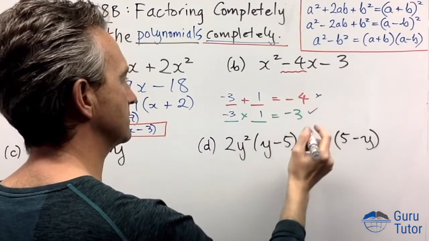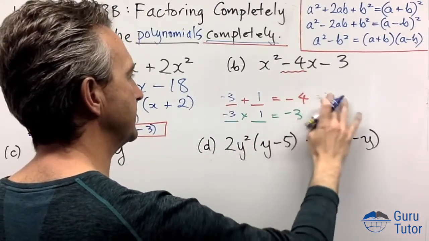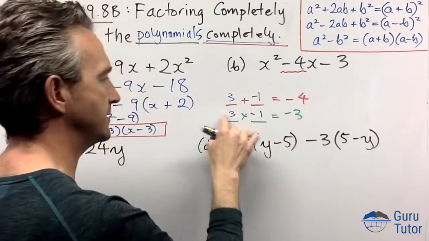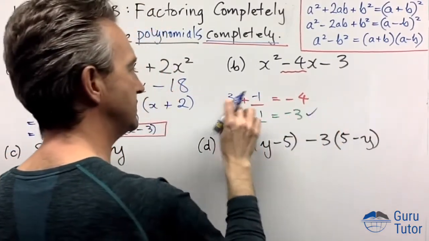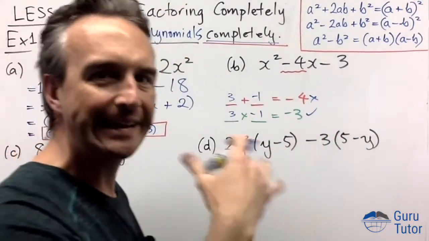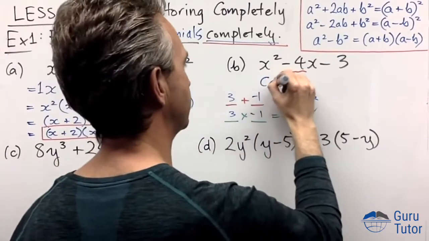Oh, that doesn't work. Okay, let's try something else. Maybe this must be negative. That times that equals that. That works. That plus that. That doesn't work either. This question, it cannot be factored.